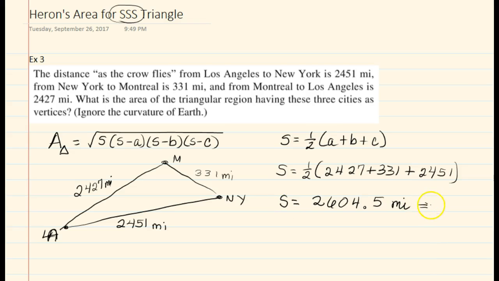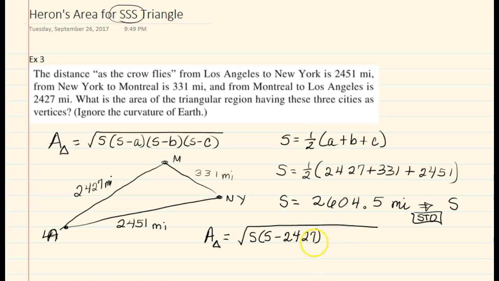Notice you can also store this value, and you can store it as the letter S. So now that you have that, that makes our life a little simpler. That way in our calculator, in order to find the area of a triangle, we're going to get the square root. We're going to type in S, parentheses, S minus one of those sides. I'm going to just start off with the first one that we wrote down, 2,427. Then another parentheses, S minus 331. And then another parentheses, S minus 2,451. Close our parentheses. All of that should be underneath the radical.